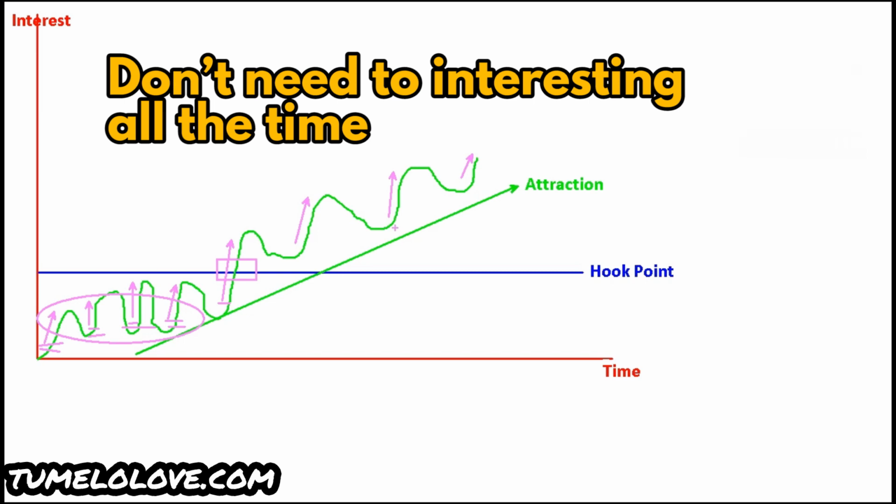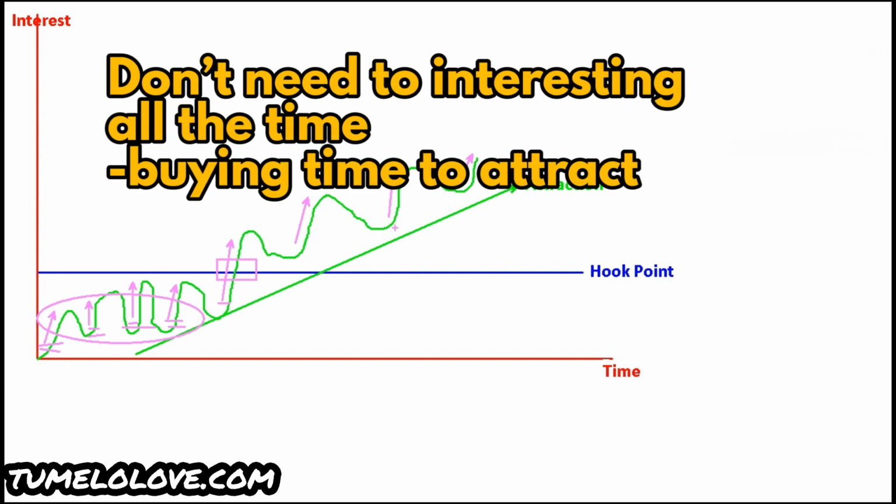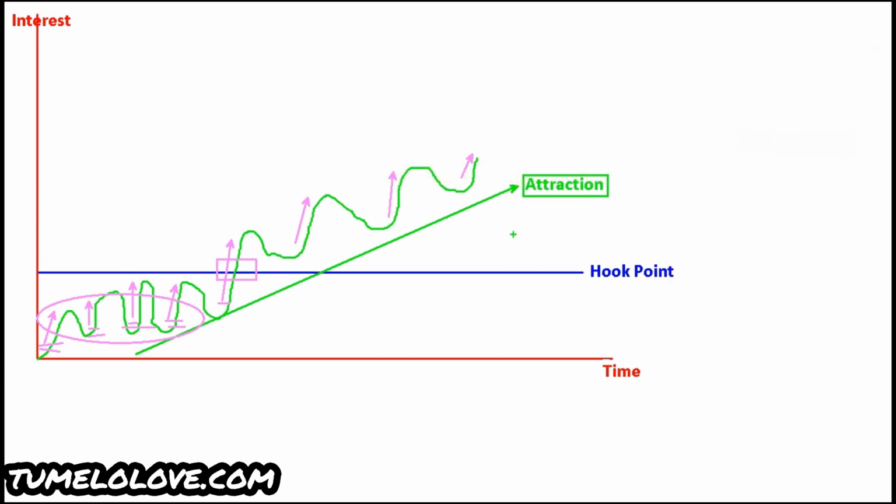All you are doing with these spikes in interest is buying yourself time to attract her, time to start developing attraction. So you don't need to be interesting all the time. But in the beginning, you might need to be more interesting than later on in the interaction, once you've reached the hook point. Because again, the point here is you want to develop attraction.